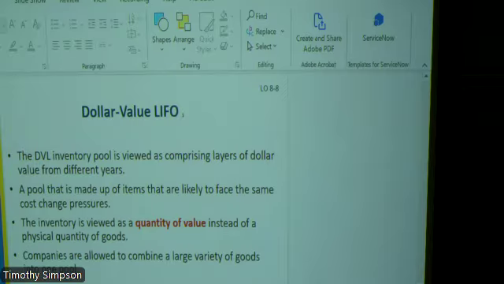So what is DVL? Dollar value LIFO is an interesting concept, and it really makes a lot of sense, particularly when prices are rising. Now, remember, LIFO in general is based upon the logic that prices are rising, so firms are incentivized to use LIFO simply because of tax issues.